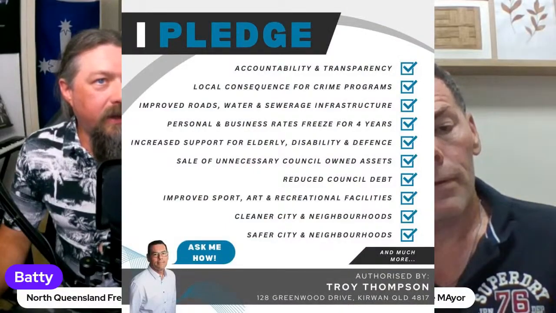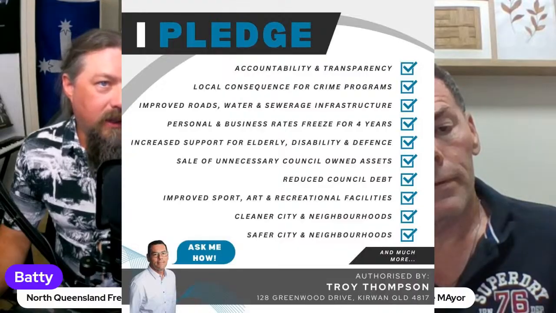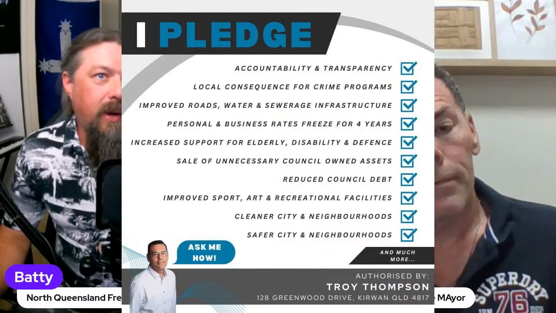So, sale of unnecessary council assets. Yeah, we got that. Reduced council debt. Yeah. What is the current debt actually? How much has council overspent? Well, I would suggest that behind closed doors, there's more than one budget. So the budget itself says nearly $1 billion. $1 billion for this little town.